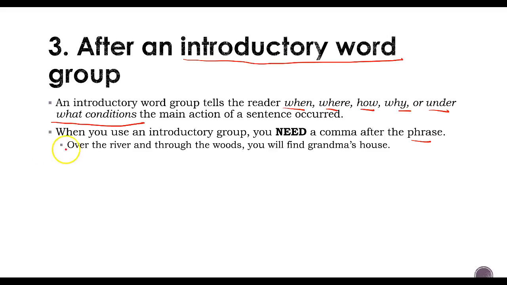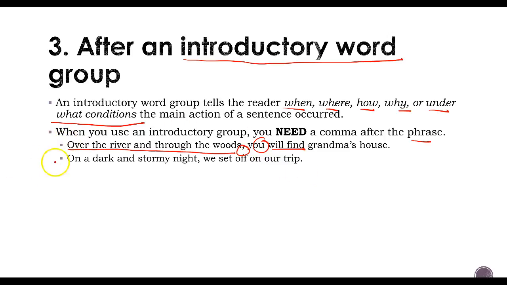Here's an example. Over the river and through the woods, you will find Grandma's house. So here is an introductory phrase. It's telling us where, over the river and through the woods. So we need the comma after this introductory phrase. And here's the main part of the sentence. You will find Grandma's house. So if you start with an introductory phrase like this, you need a comma after it.